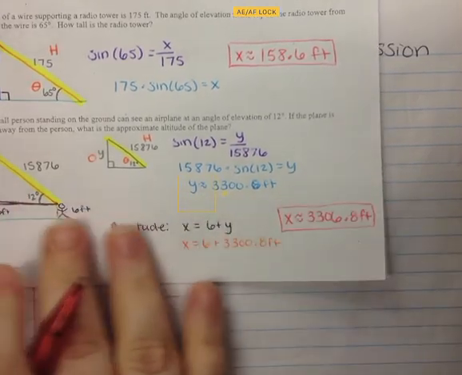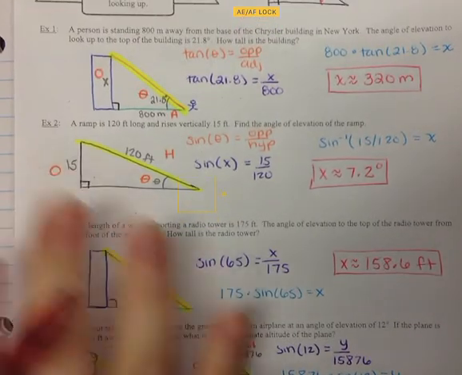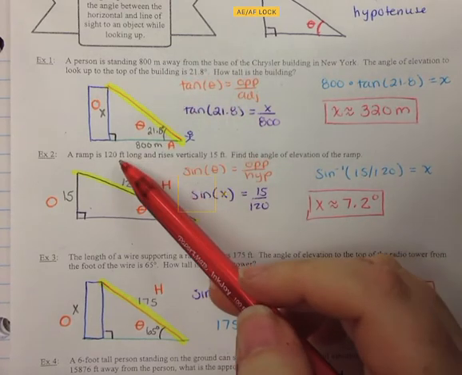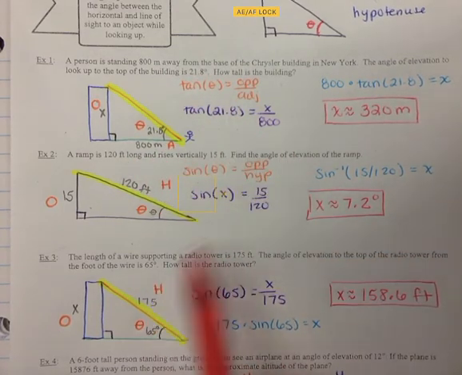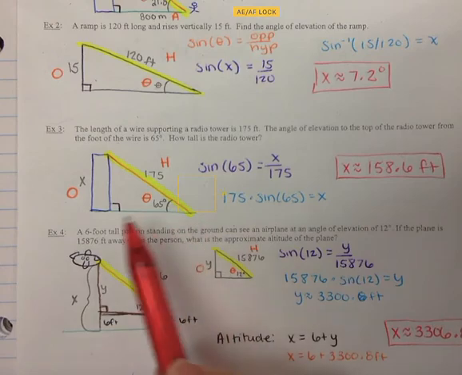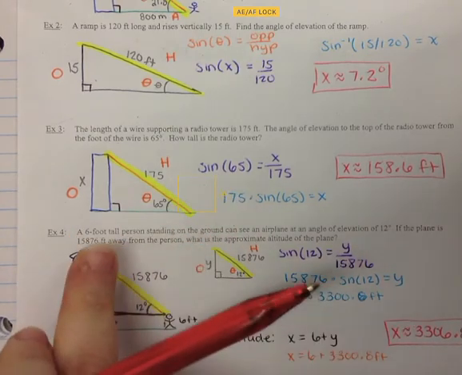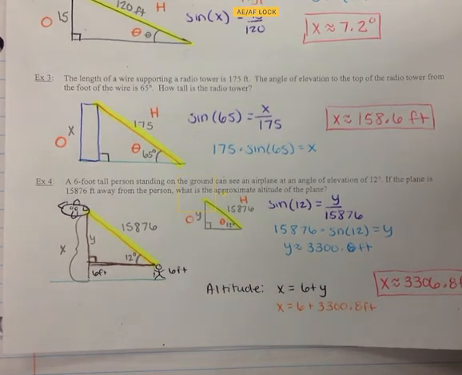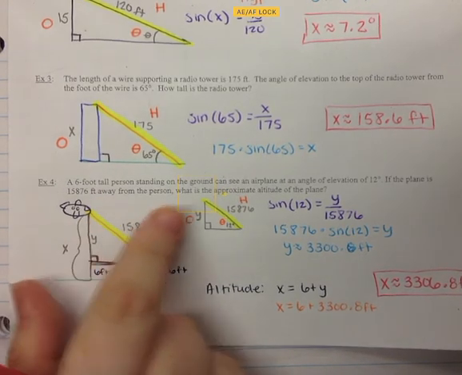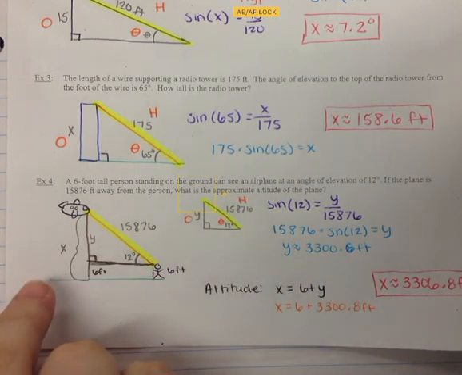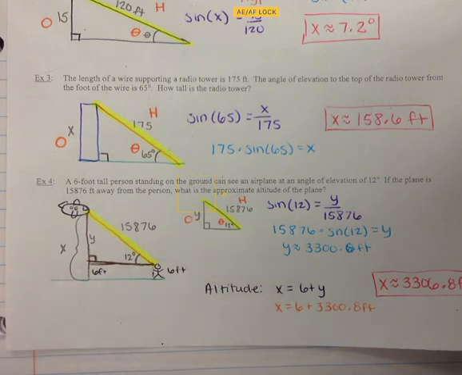This is the harder type problem. If you notice on these, all the other problems that we've done on here, there's only two numbers. You have your 800 meters and 21 8/10 degrees. 120 feet, 15 feet. 175 feet, 65 degrees. But here we have three numbers. We have 6 feet, 12 degrees, and 15,876. When you have three numbers, you're going to have to do something extra with that. You're either going to add something or subtract something before you begin or after you end. So you might have to add the number before you do your trig. You might have to subtract your number before you do your trig. You might have to add your number after you do your trig, or you might have to subtract your number after you do your trig. It all depends.